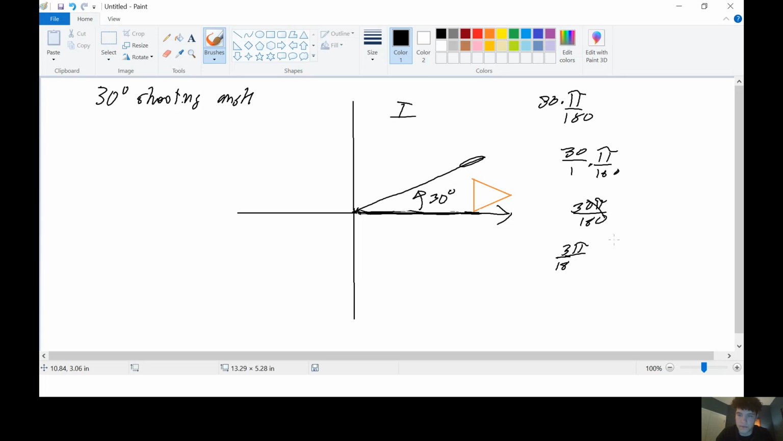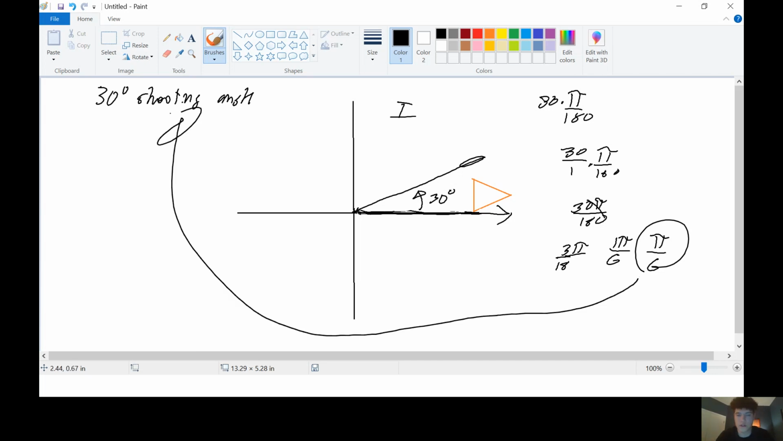We could go to 1 pi over 6. Technically, this is fully simplified, but we could make it prettier by just doing pi over 6. Pi over 6 is the best representation, or the most accurate representation, of the shooting angle, 30 degrees. And that is how trigonometry can apply to lacrosse.